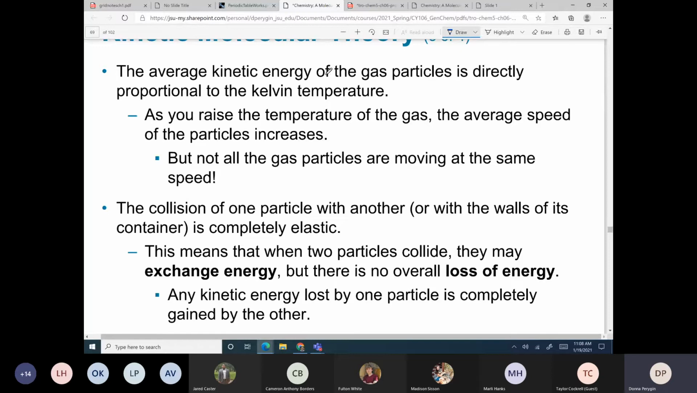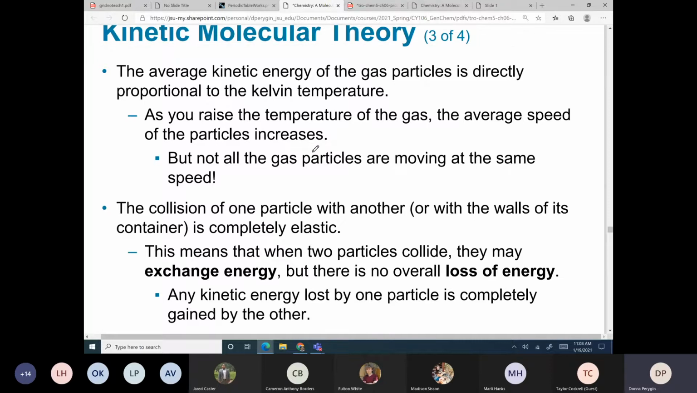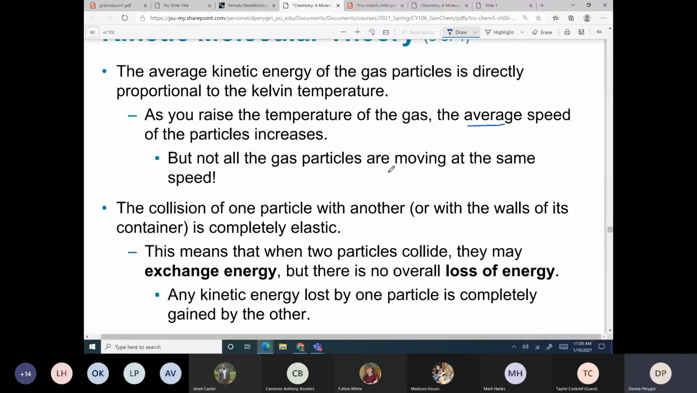The average kinetic energy is directly proportional to temperature because temperature is a measurement of energy. So if you raise the temperature of the gas, the average speed of the particles is going to increase. But they're not all moving at the same speed. Some are going to be going faster and some slower, so just the average speed of the particles is going to increase.